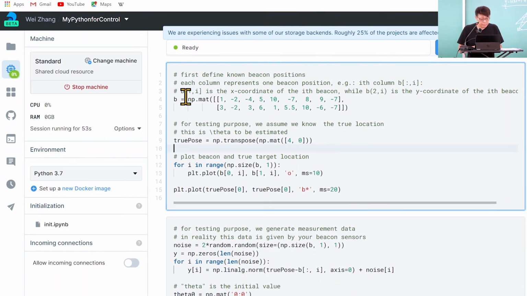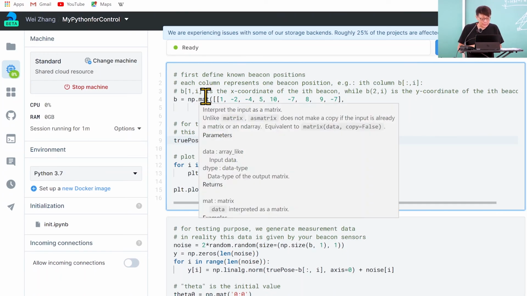Okay. So B is my beacon locations, and I put all the beacon locations as columns of B. So this 1, 3, 2, 2, how many do I have? Depending on the number of columns: 1, 2, 3, 4, 5, 6, 7, 8, 9. I have 9 beacons in the environment. Each of them can tell me how far the target is away from me. Then I randomly select the true position, which is 4, 0. The true target is at 4, 0. All of these beacons will tell me how far away they see the target.